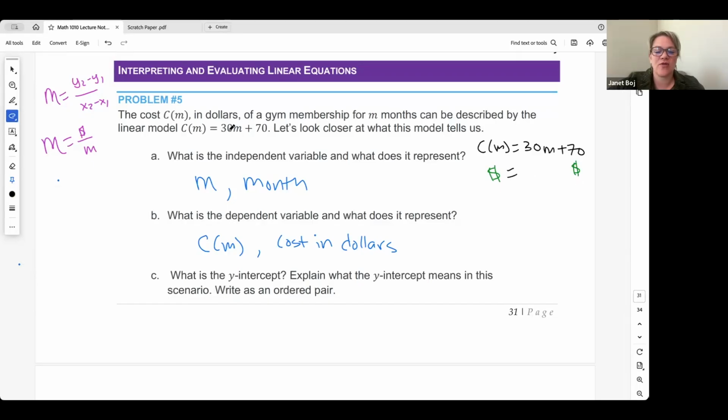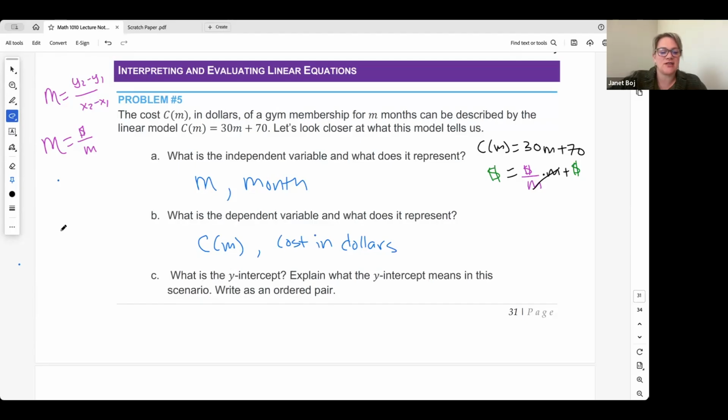And then we know that 30 is the slope, and the slope is measured in dollars per month. So if we put units, this would be dollars per month. And then the x value is months. We're talking about months over months. That can divide. So now we have dollars equals dollars plus dollars. That's how the units really help us to clean that up. So the y-intercept will always be the same unit as the y value, the dependent variable.